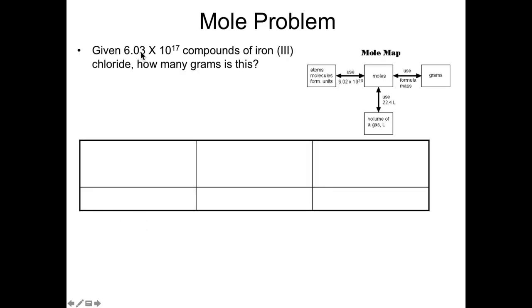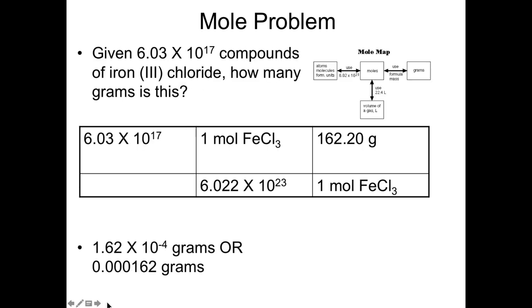So on this slide here, given 6.03 times 10 to the 17 compounds of iron 3 chloride, how many grams is this going to be? I'm going to walk you through this entire chart, and this should make sense. So the given is 6.03 times 10 to the 17. I need to get rid of compounds. So I'm going to use Avogadro's number to do that. So 6.022 times 10 to the 23rd to cancel out compounds. That'll give me 1 mole of iron 3 chloride.